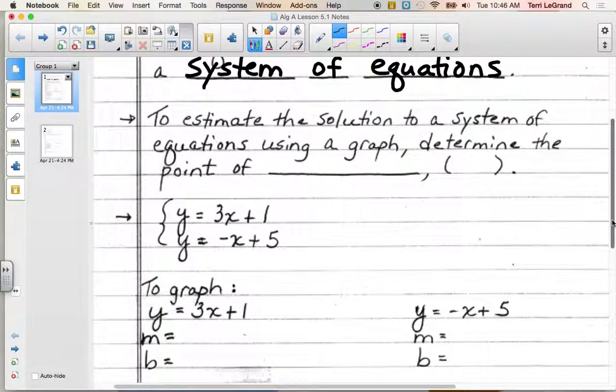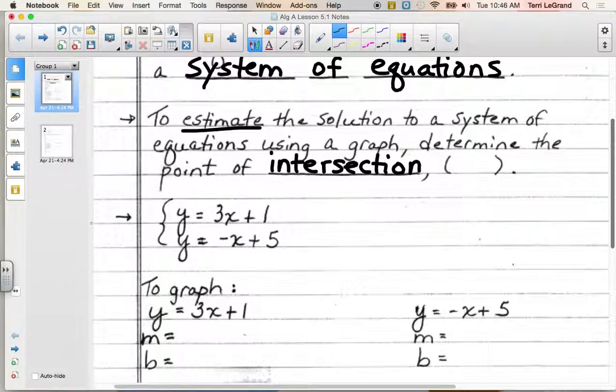So to estimate, and I say estimate, that's why we're going to do check problems, because we're just going to look at the graph and say, this is what I think it shows. The solution of a system of equations using a graph: we're going to determine the point of intersection. Where do each of the lines cross? We're looking for where those lines are crossing.